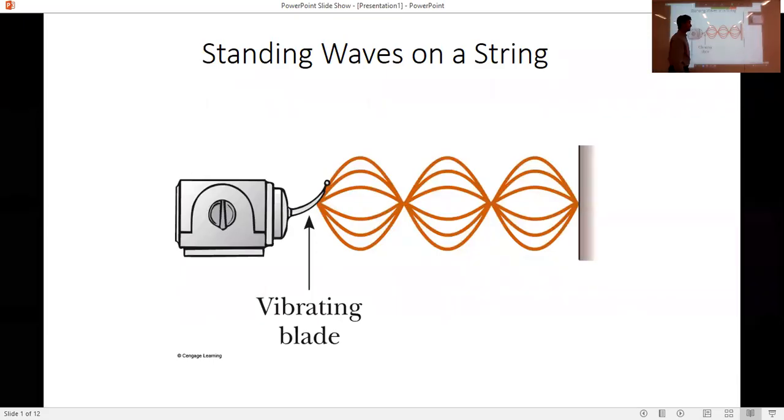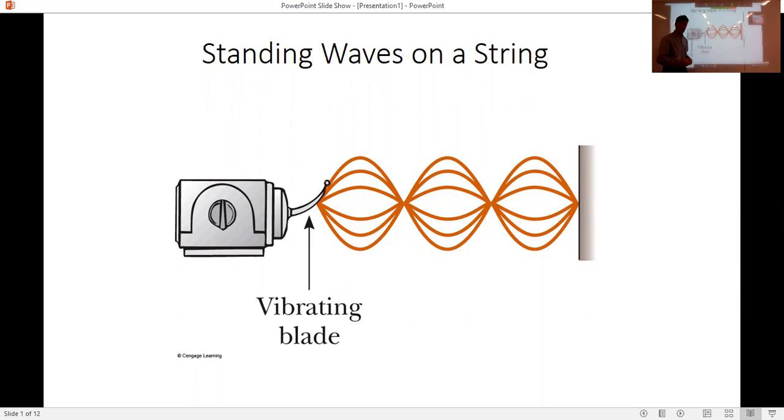Okay, so this is experiment 3. We're going to take a look at standing waves. And standing waves are waves which are basically reflected back and forth. As they are reflected, they interfere with themselves. So we have a forward-going wave and a backward-going wave.